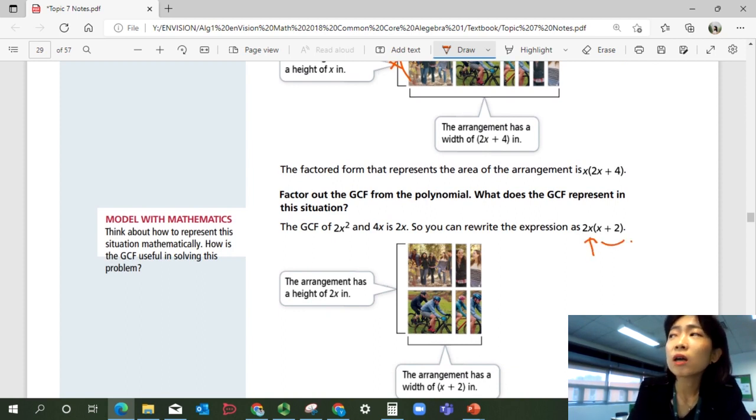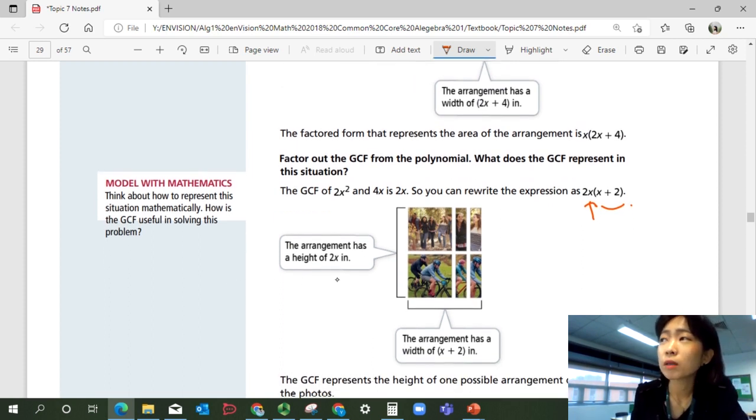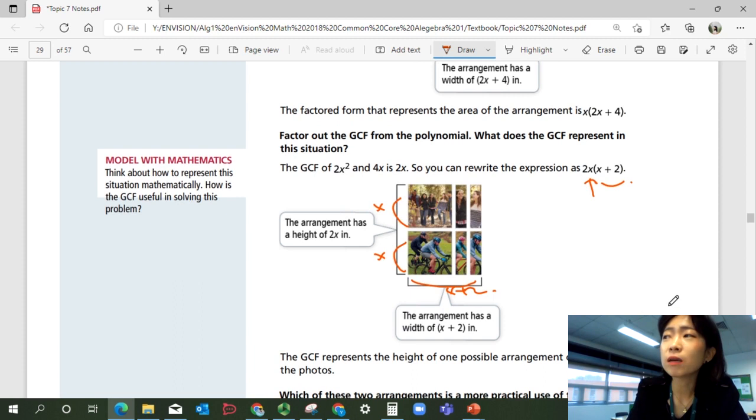What does this mean? It means that the arrangement could be where you have 2x as the height and x plus 2 as your other side of dimension. So if you have 2 rows, that would give you 2x, right? And so if you have 2 rows of x heights, then the arrangement will have a width of x plus 2 in total for the width. So the GCF represents the height of one possible arrangement of the photos. It doesn't have to be the height, but it just gives you one choice of how it could be arranged in an order.